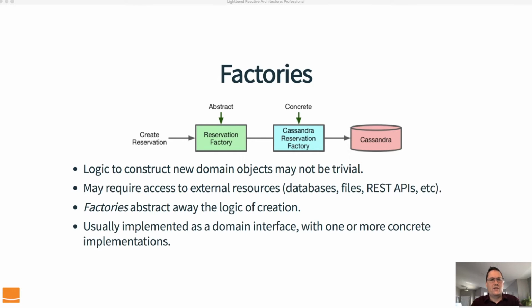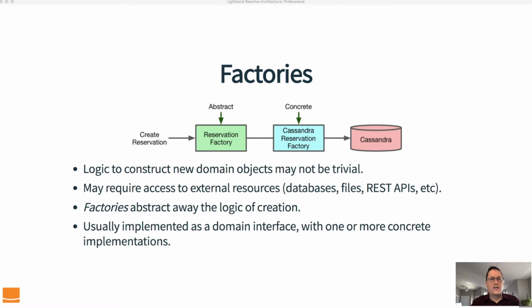So in this case, we have a reservation factory, which knows about reservations and knows that it has a method that will allow you to create them. But it doesn't necessarily know the details of how it gets created. We leave that to the concrete implementation, in this case, the Cassandra reservation factory. So we may go to Cassandra and look in a table in order to generate an ID or whatever needs to happen. That logic is going to exist in the concrete implementation.